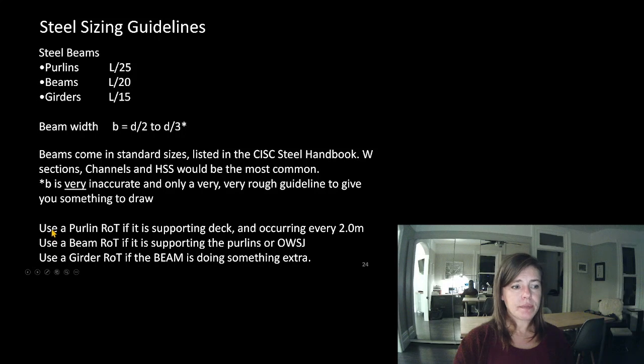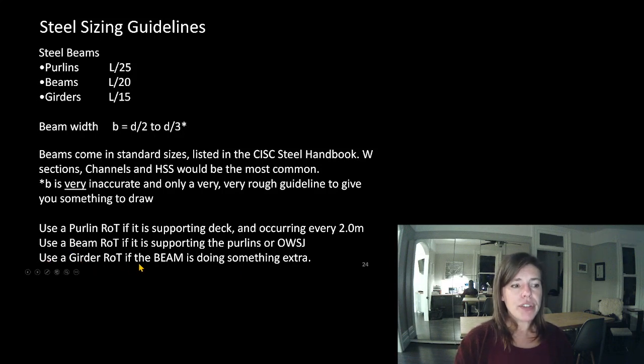You're going to use a purlin sizing guideline if your beam is supporting deck and occurs around every 2 meters on center. So it's the normal, most common thing. It's not doing a big, heavy job and it's fairly repetitive. You would use the beam rule of thumb if it's supporting the purlins or open web steel joists. If it is a beam section that is supporting the purlin beams or the open web steel joists, you're going to use the beam sizing guideline.